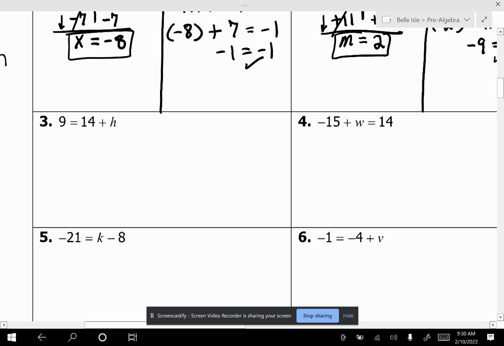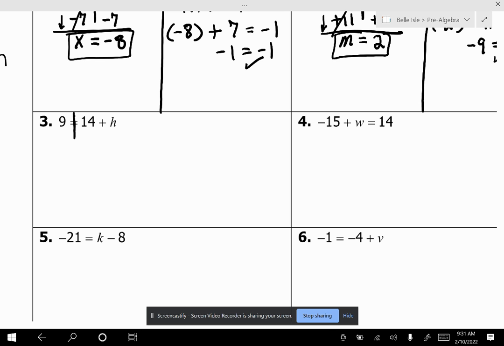Step number 1, everyone should have this line drawn. If you don't, you're being lazy. Don't be lazy. What's the second part? Locate. Yeah, locate your variable. Where is it? Now it's on the right side. Does that matter? No.